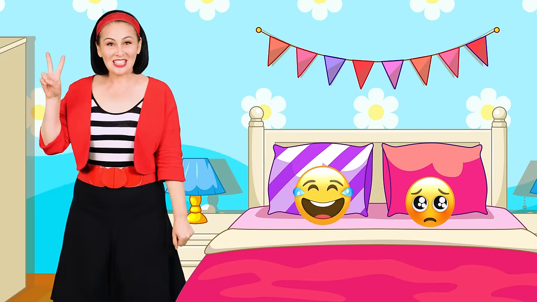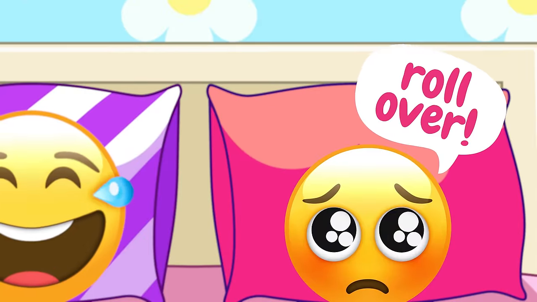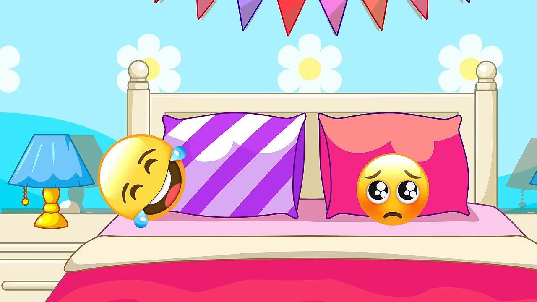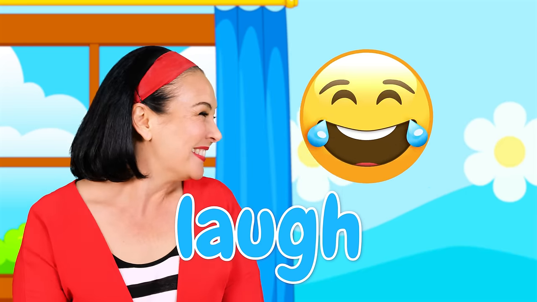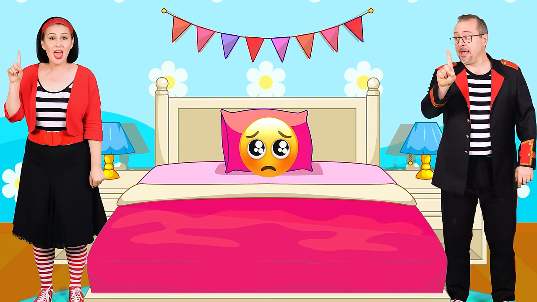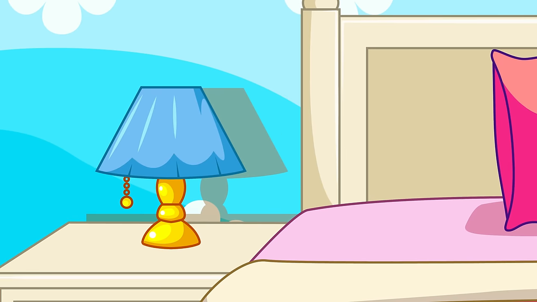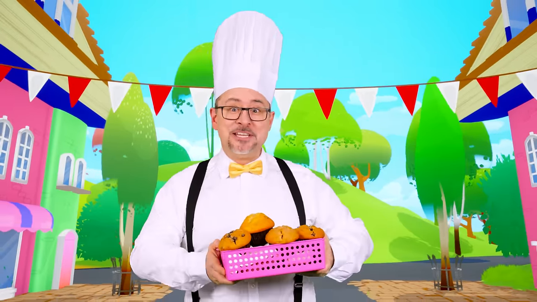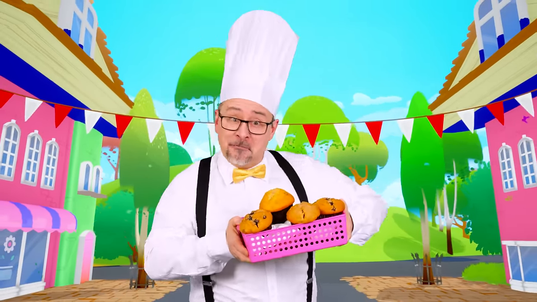2. There were 2 in the bed and the little one said, roll over, roll over. So they all rolled over and one fell out. 1. There was 1 in the bed and the little one said, good night.